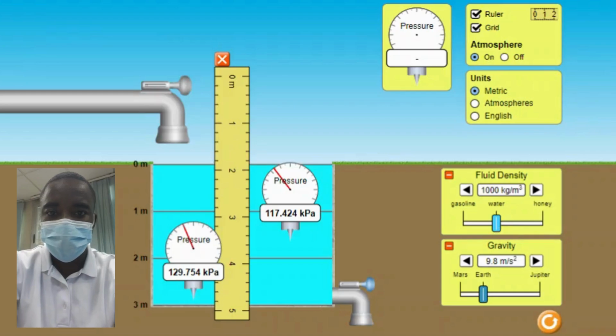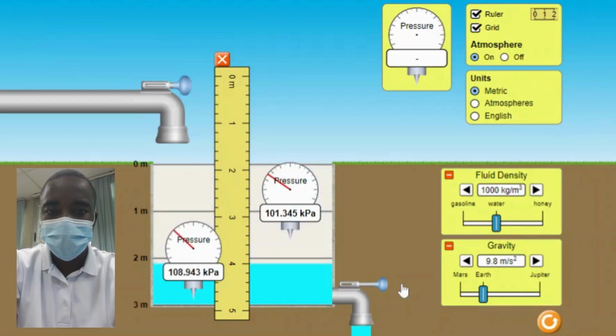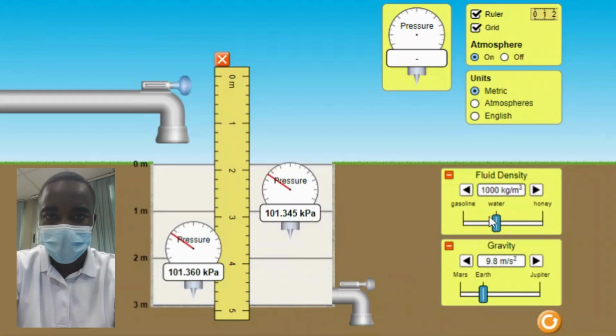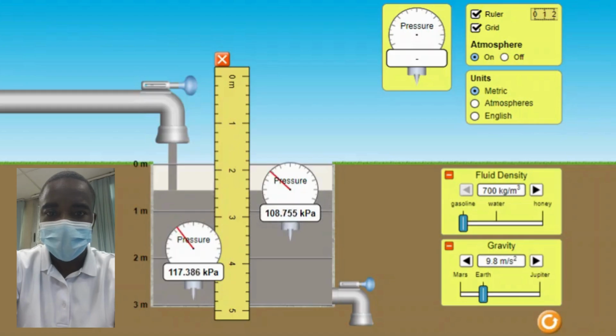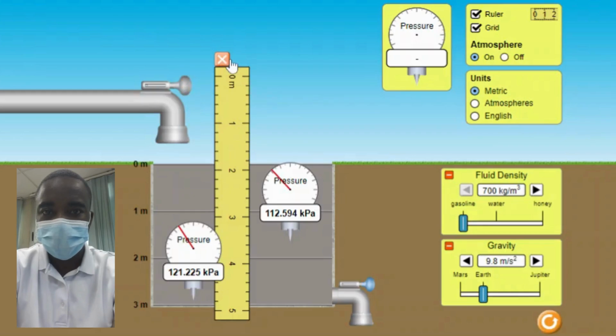Number 5. Pressure indicator. The simulation includes a pressure indicator that visually represents the pressure at different depths within the fluid. This indicator helps students understand the relationship between depth, fluid density, gravity, and pressure. The Under Pressure simulation provides a hands-on approach to exploring the principles of fluid pressure. By adjusting the fluid density, gravity, container shapes, and volume, students can observe the following key concepts.